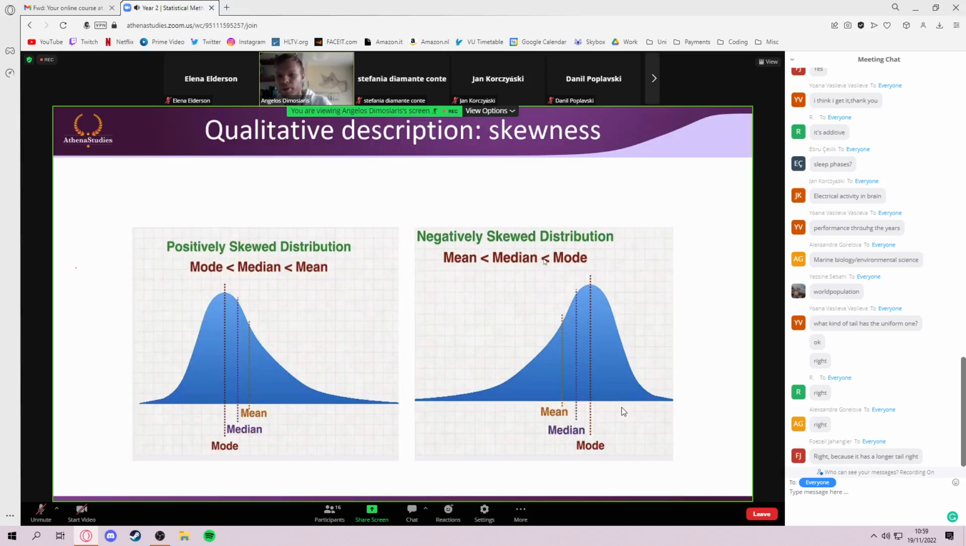It's the other way around with the negatively skewed distribution. The mean is lower than the median, which is lower than the mode. Does it make sense?